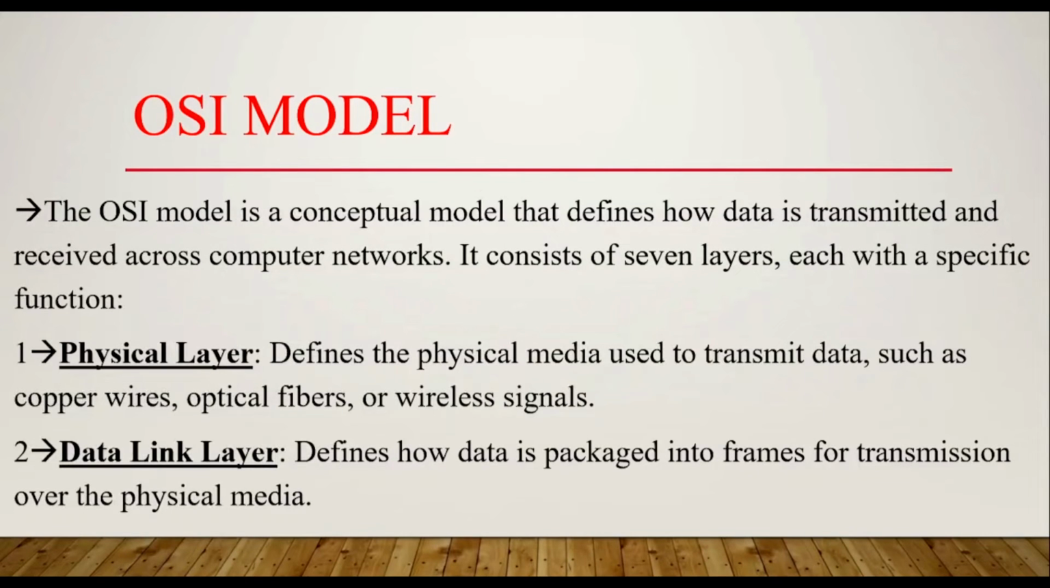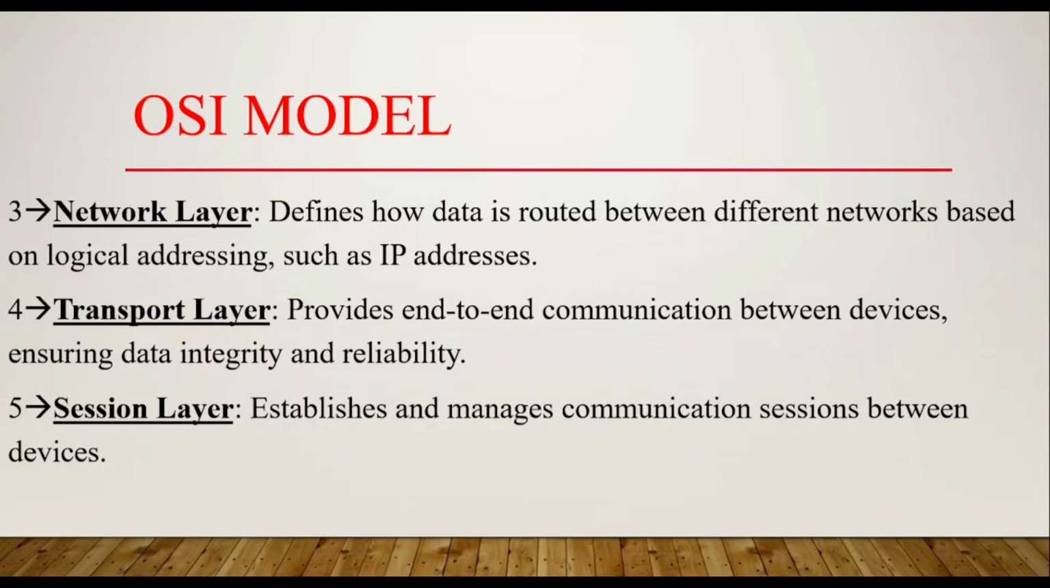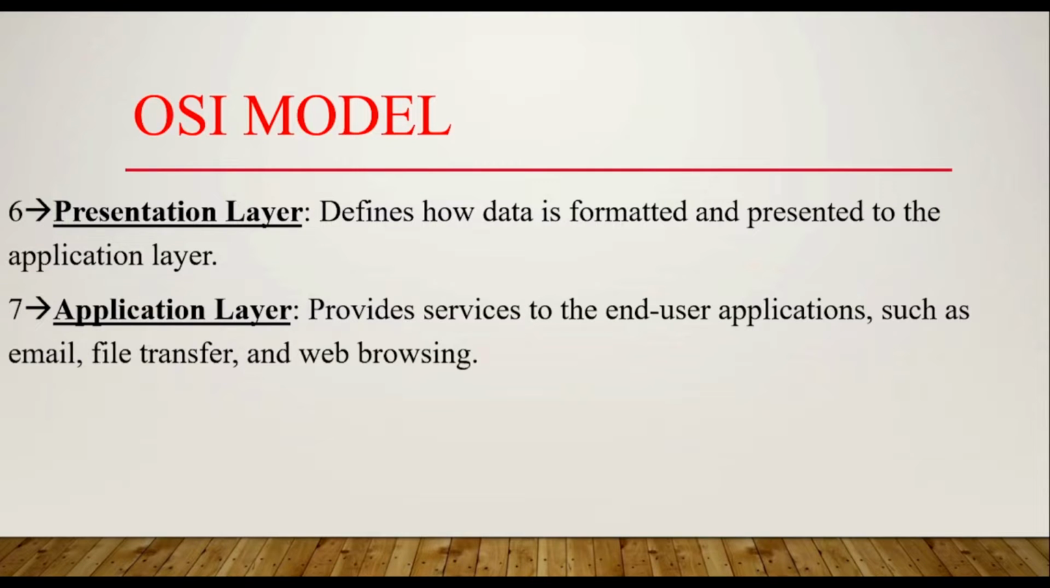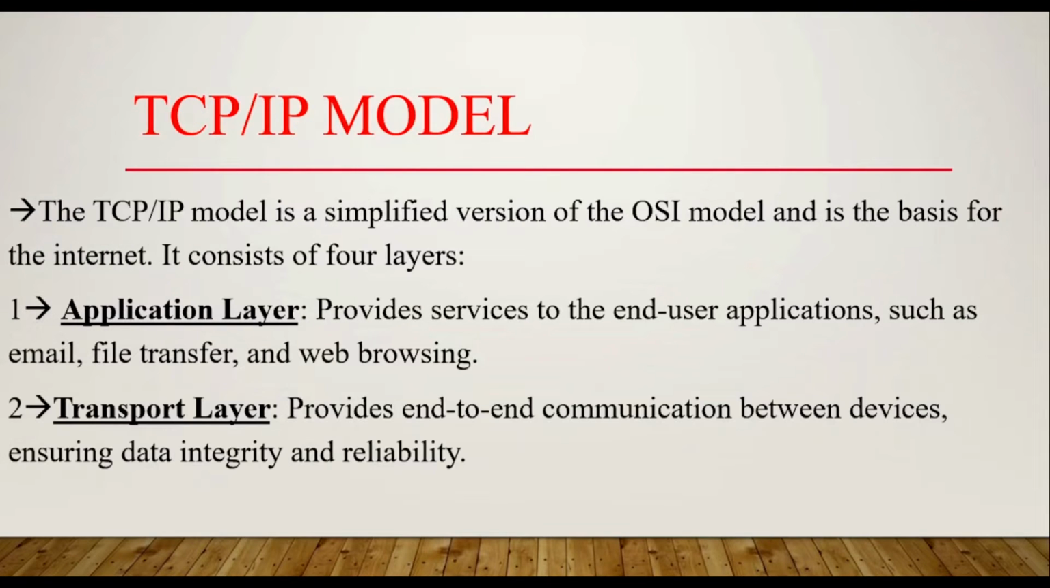The OSI model is a conceptual model that defines how data is transmitted and received across computer networks. It consists of 7 layers, each with a specific function. The first layer is the physical layer, then the second is the data link layer, third is the network layer, fourth is the transport layer, fifth is the session layer, sixth is the presentation layer, and seventh is the application layer.